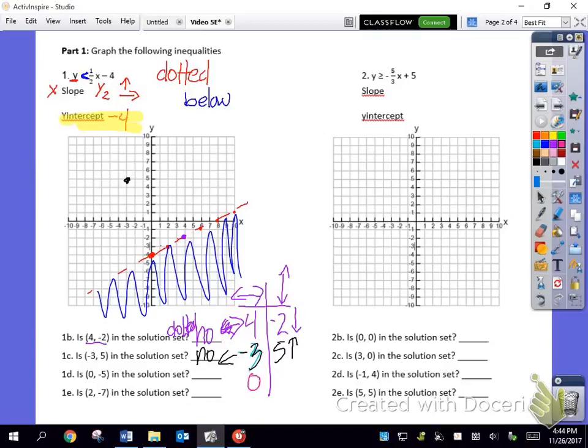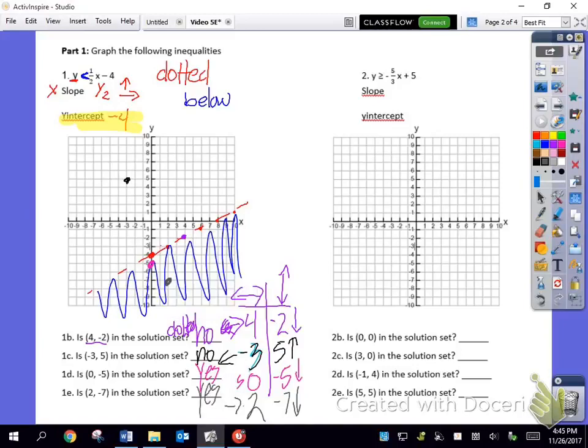0, -5. So I stay put and I go down. So stay put and go down 5. Yes, I am in the shaded region. And then 2, -7. I go to the right 2 and down 7. So to the right 2, down 7. Yes, I am in the shaded region.